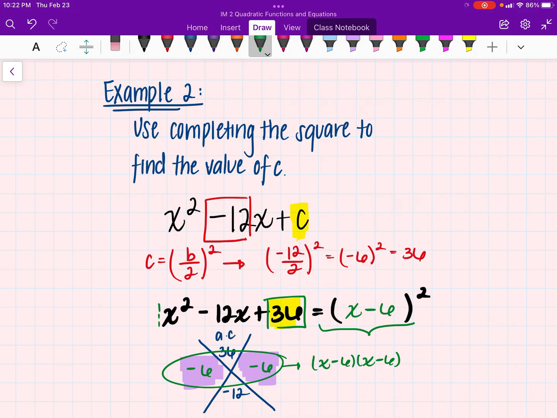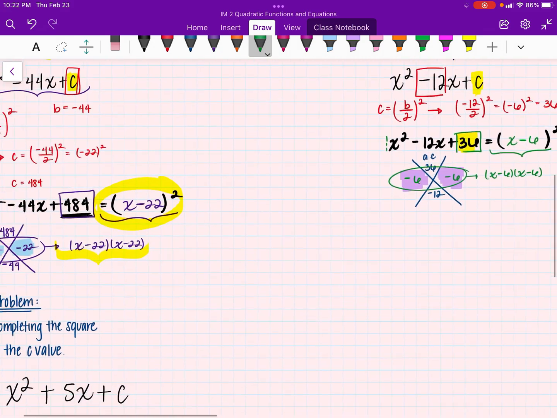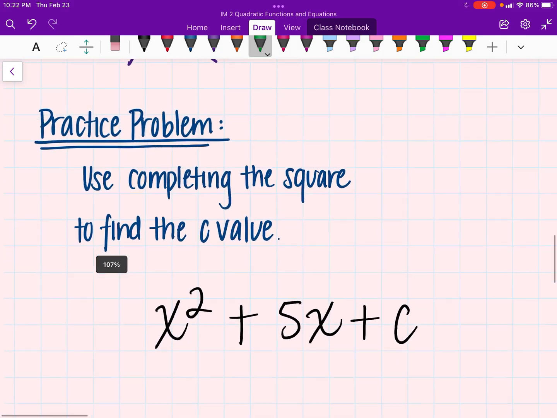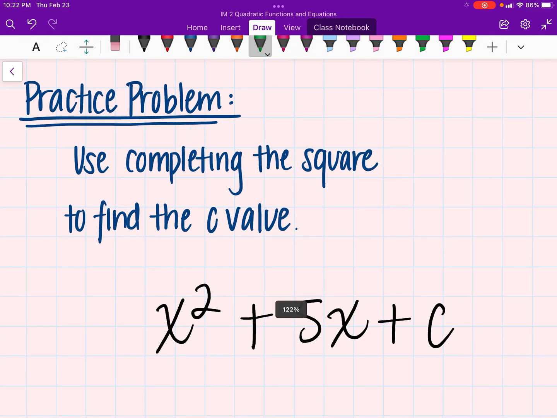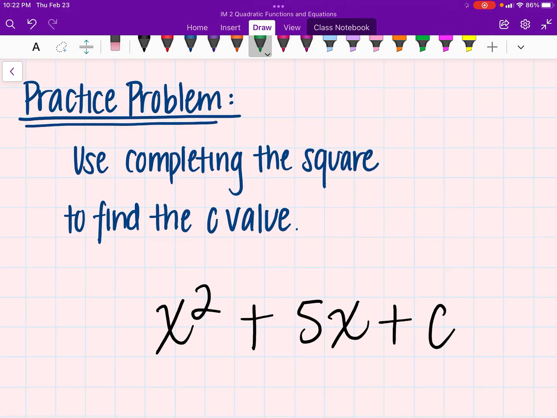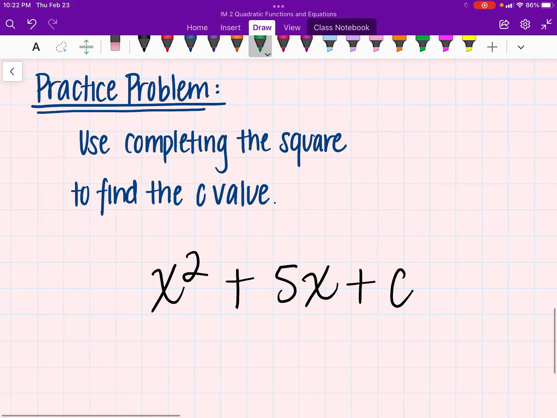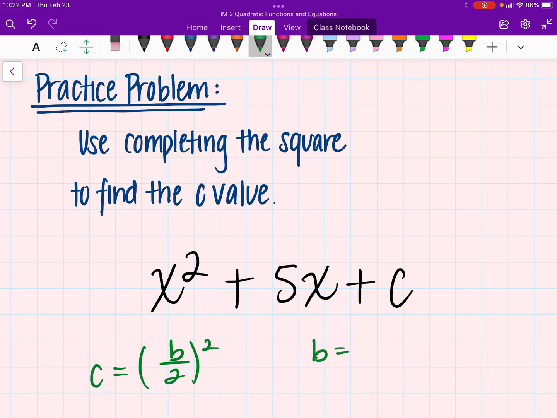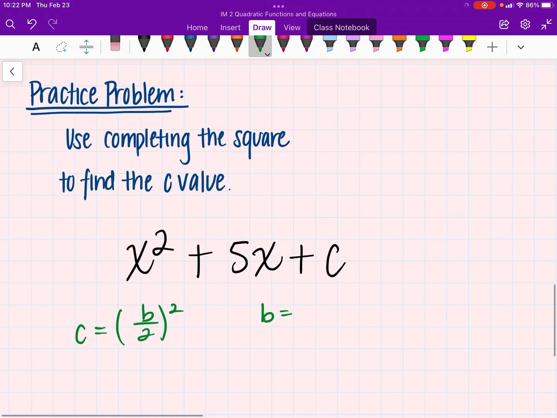Let's take a look at this next one, which is actually a practice problem for you guys. We have x squared plus 5x plus c, and our goal is to solve for c. Once again, our formula is b over 2, all of it squared. So go ahead and identify what b equals and substitute it into our equation. That is the problem that you do.